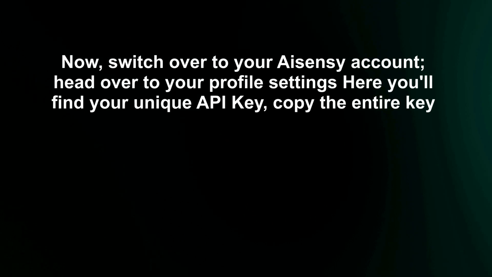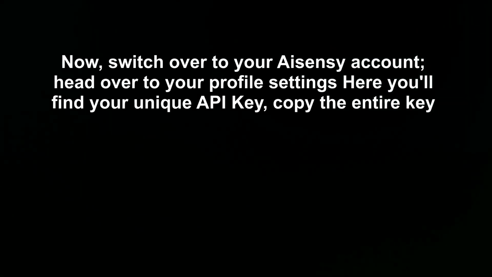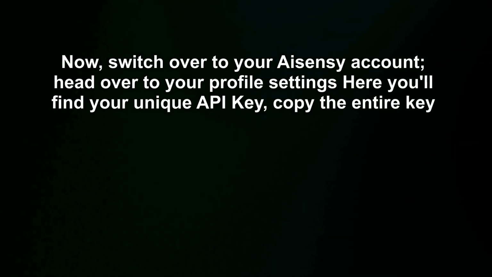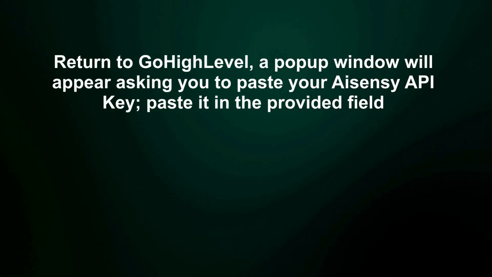Now, switch over to your Aisensy account. Head over to your profile settings. Here you'll find your unique API key. Copy the entire key. Return to GoHighLevel.